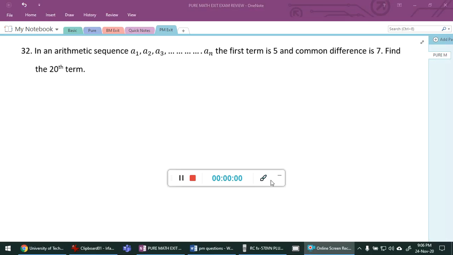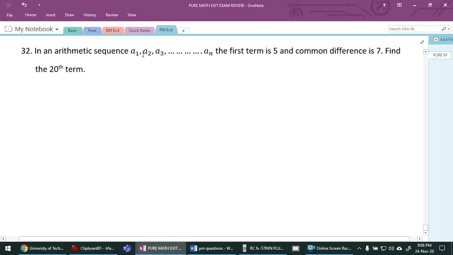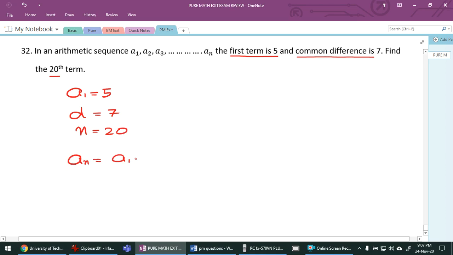That's all. In an arithmetic sequence a1, a2, etc. an, the first term is 5 and common difference is 7. You have to find the 20th term. In the question it is given first term is 5. First term means a1, a1 is 5. Common difference is 7, the letter is d, d equal to 7. You have to find the 20th term, that means n equal to 20. What is the rule for nth term? an equal to a1 plus n minus 1 into d.